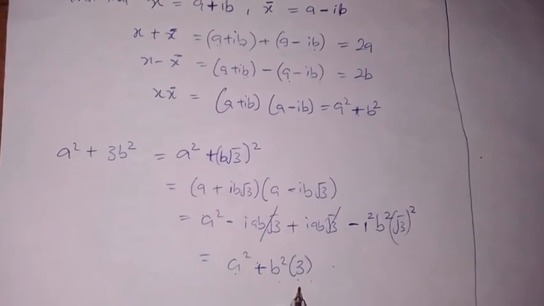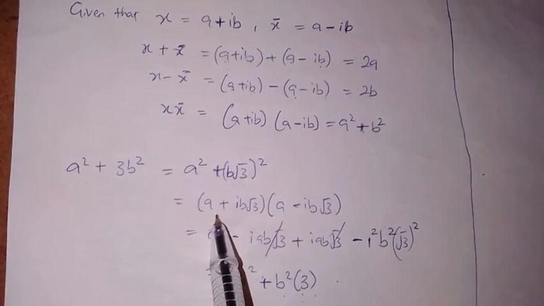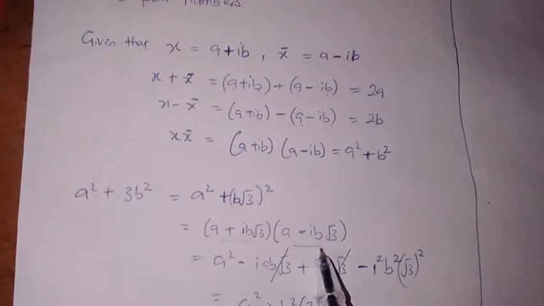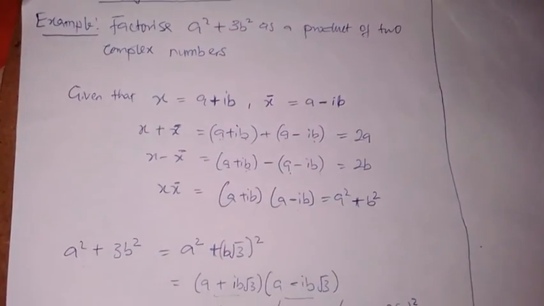So it means my solution is correct. In complex form, it's going to be this times this, as the question said, expressed as the product of two complex numbers. And that's the solution.